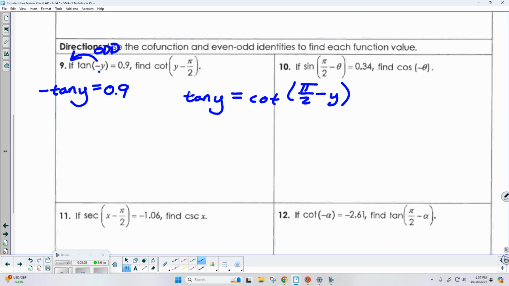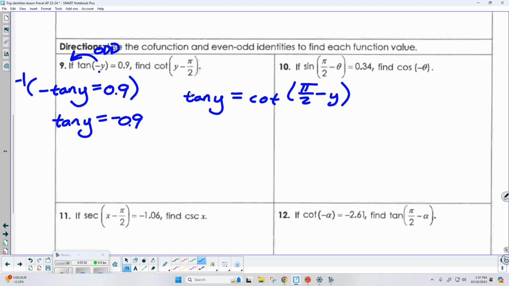Now remember, these identities, they are equations. So if I want to know the value of tangent of y, I just have to get rid of that negative. So I can multiply through by a negative 1 or just go ahead and divide through by a negative 1, whatever you want to do. But I'm getting that tangent of y is negative 0.9. Okay, so that's the first part here. Okay, questions.